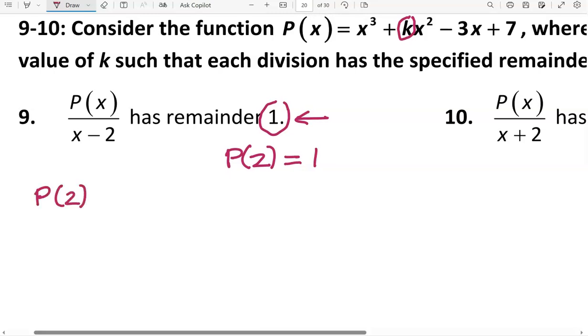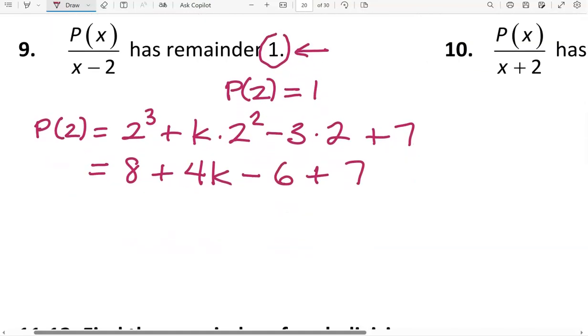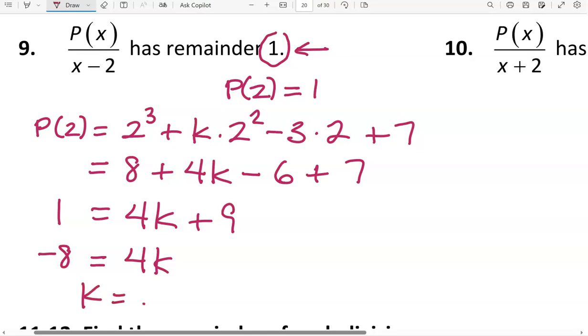So p of 2 is 2 cubed plus k times 2 squared minus 3 times 2 plus 7. 2 cubed is 8, 2 squared is 4, 3 times 2 is 6, and so p of 2 simplifies to 4k plus 9. If p of 2 is 1, then 4k plus 9 must equal 1, and subtracting 9 and dividing by 4, we get k equal to negative 2.